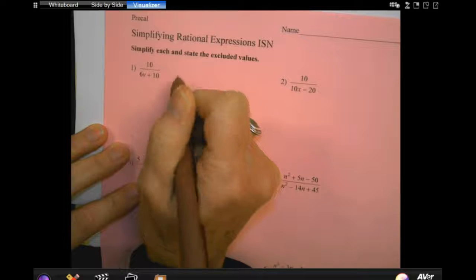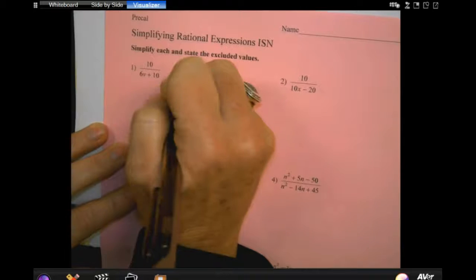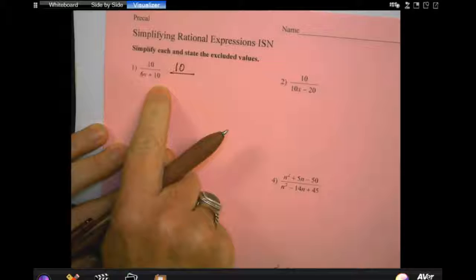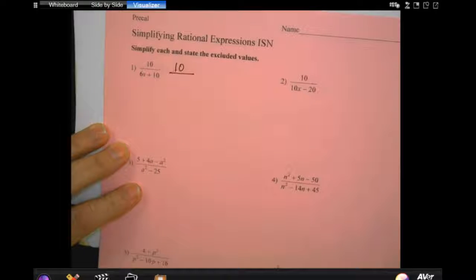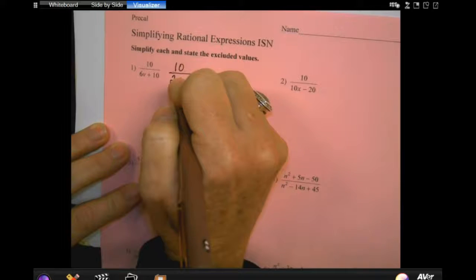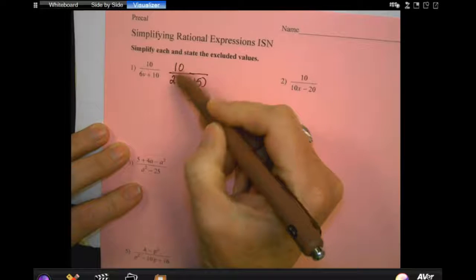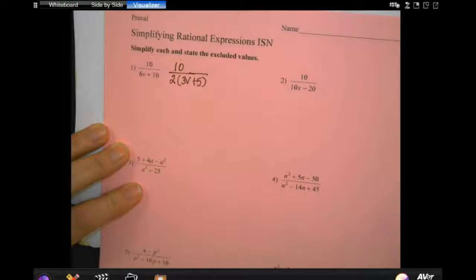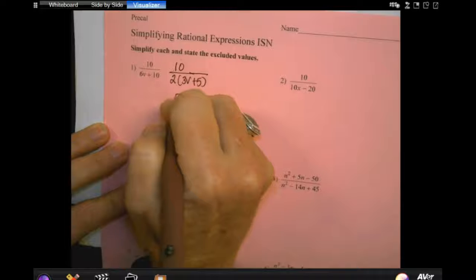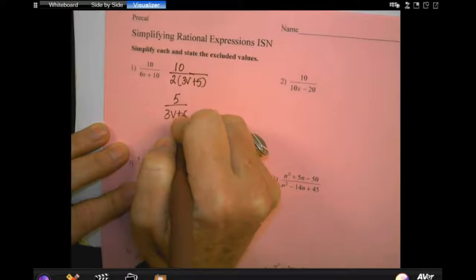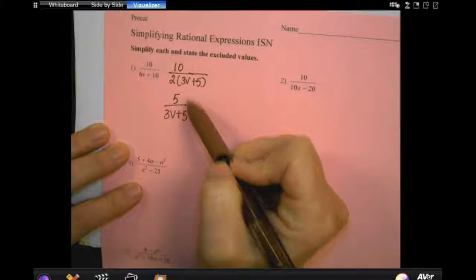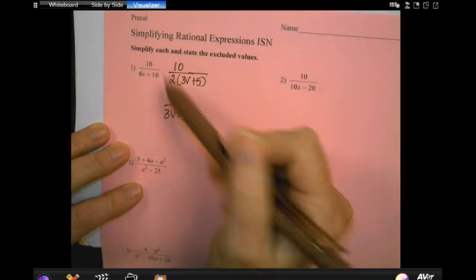On top, I can't reduce anything, so I get a 10. The 6v and the 10, what do they have in common? 2. So I get 3v plus 5. I had 10 over 2, and that reduces to 5, and the 5 goes on the top. So I'm going to have 5 over 3v plus 5.